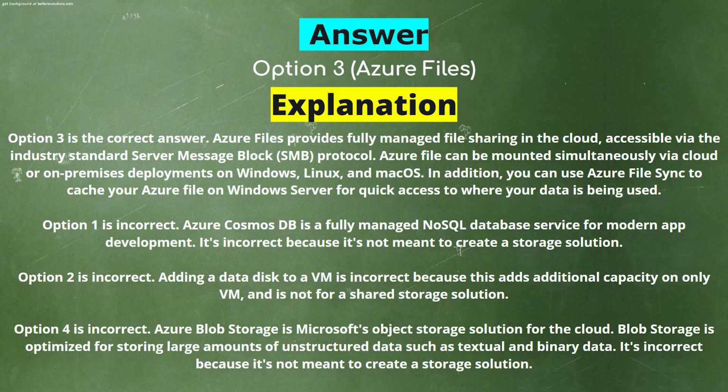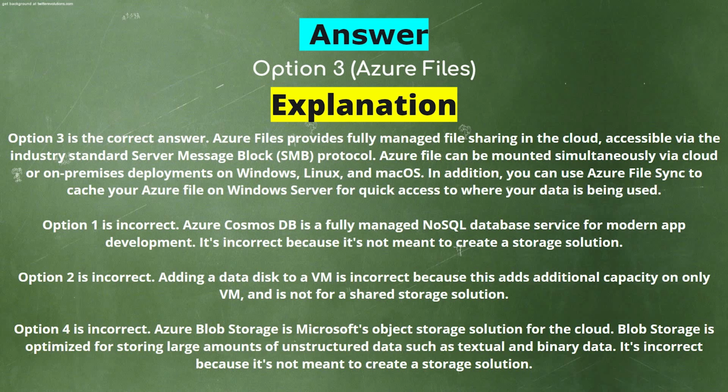Option 1 is incorrect. Azure Cosmos DB is a fully managed NoSQL database service for modern app development. It's incorrect because it's not meant to create a storage solution. Option 2 is incorrect. Adding a data disk to a VM is incorrect because this adds additional capacity on only one VM and is not for a shared storage solution.